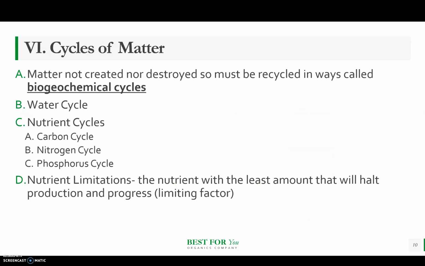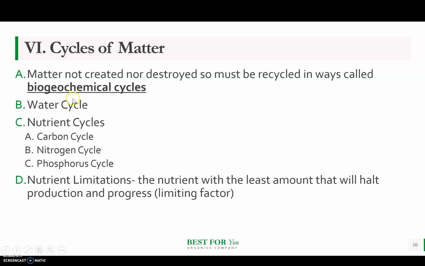Last kind of thing that we're going to talk about are the cycles of matter. Because matter is not created nor is it destroyed, it has to be recycled. So we do this by what are called biogeochemical cycles. Fun term there. Again, bio is going to mean living. Geo means earth, and then chemical is chemical. So it literally translates to living, earth, chemical cycles.